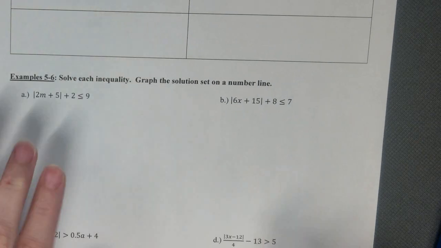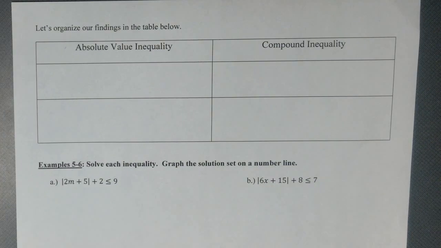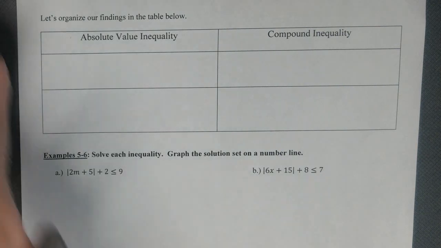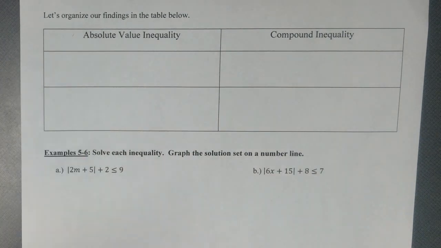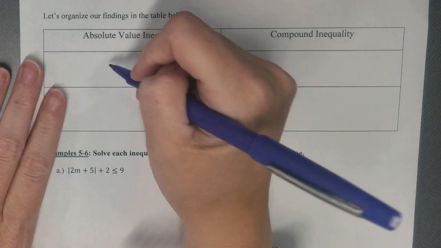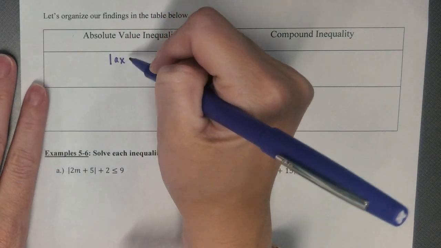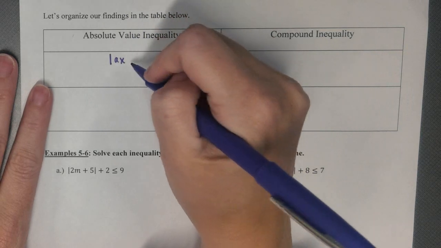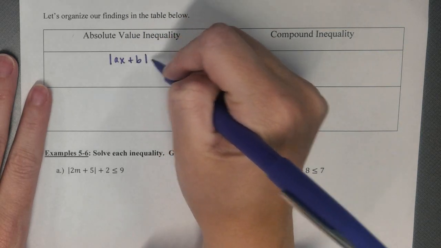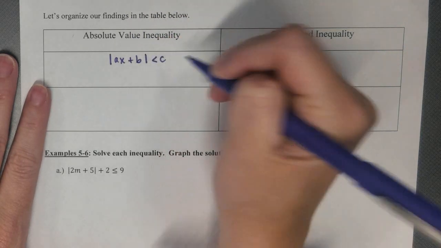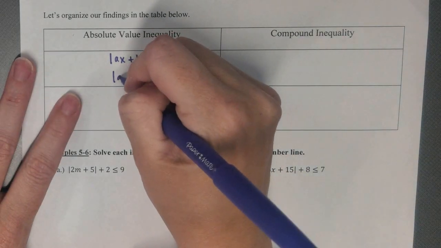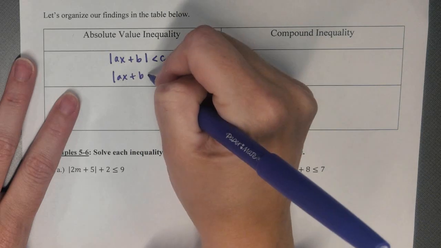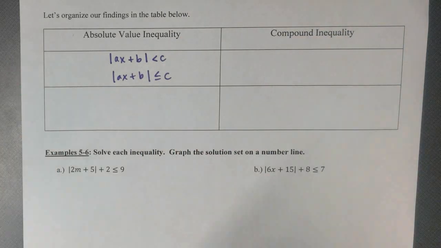So this is the absolute value inequality, okay? So we can do the absolute value of ax plus b is less than c. The same thing would happen if you had the less than or equal to. Both of those are going to be in the same box.